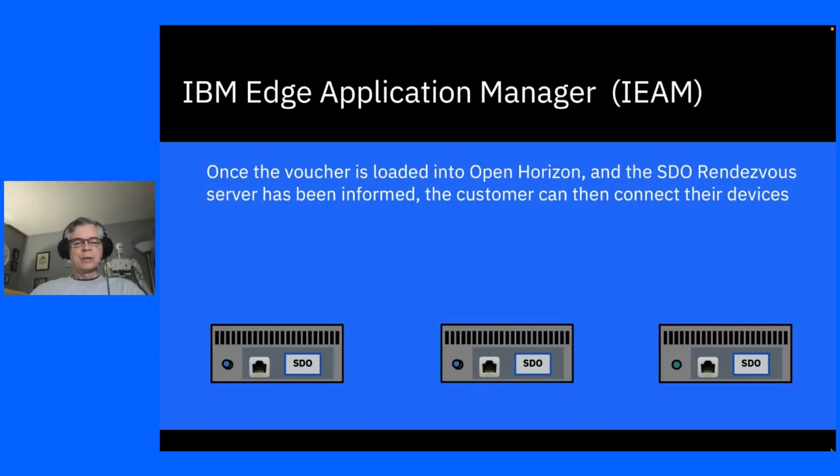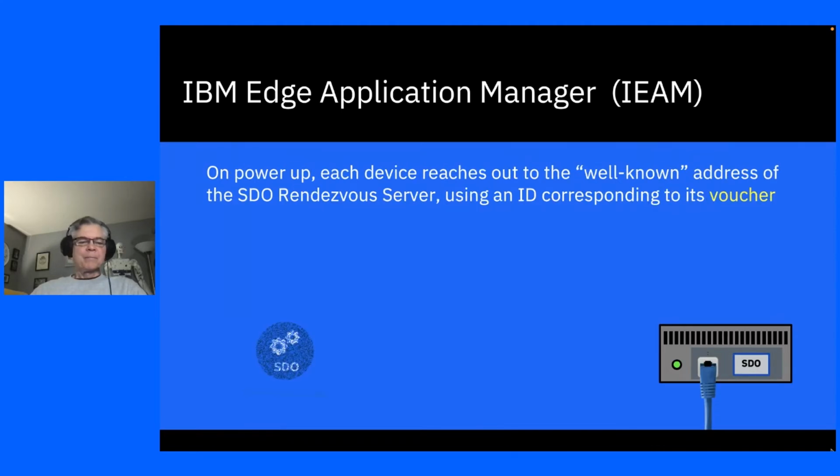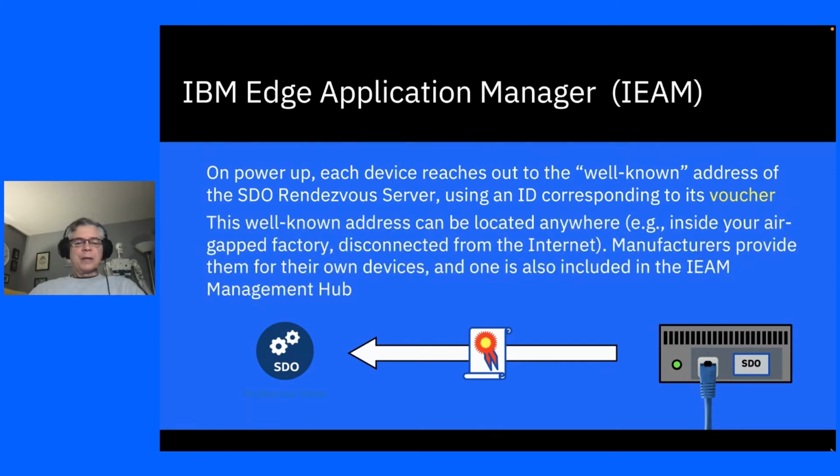Once the voucher is loaded into Open Horizon and the SDO rendezvous server has been informed, the customer can then connect their devices. The well-known address for the SDO rendezvous server can be located anywhere. For example, it could be inside your air-gapped factory, disconnected from the internet. Manufacturers, however, also provide them for their own devices, and we also include one in the IEAM Management Hub, which you can deploy air-gapped if you wish.